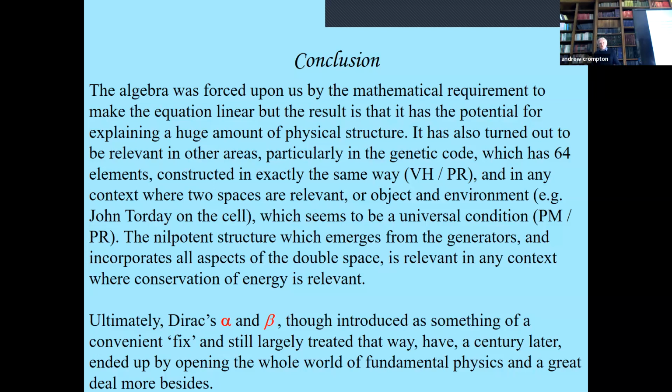And also, because E squared minus P squared minus M squared is the true equation, the nilpotency is true wherever we got conservation of energy or anything remotely resembling it. So ultimately, Dirac's alpha and beta, which introduced something as a convenient fix, and that's still largely treated that way, have essentially ended up by opening up the world of fundamental physics and a great deal more besides. Okay, thank you.